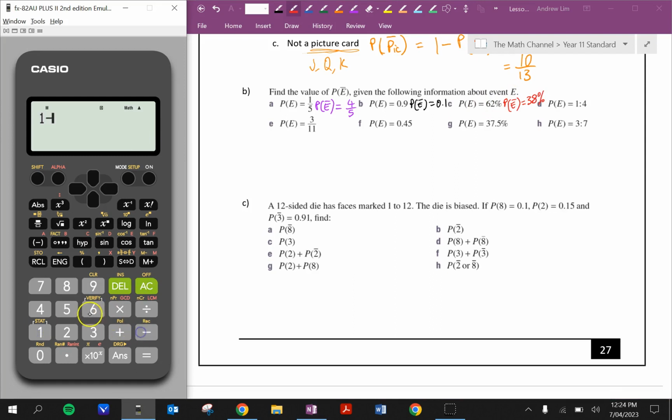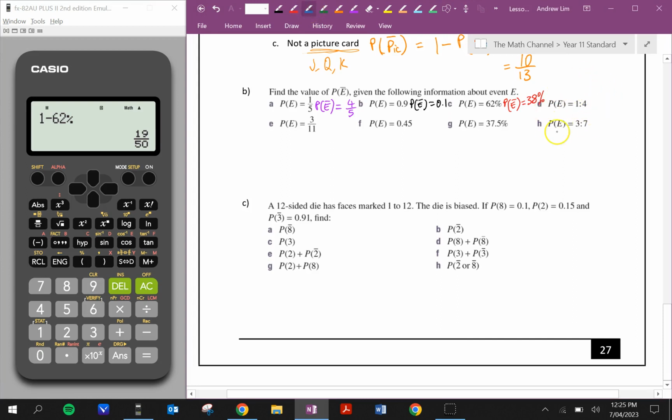You can just do it like this. 1 minus 62% is 0.38 or 38%. So if you wanted to, you could have left your answer 0.38. You could have written it as 38%, or you could have written it as a fraction 19 over 50. Okay, up to you. Now for question D, we've got the probability of an event is 1 to 4.